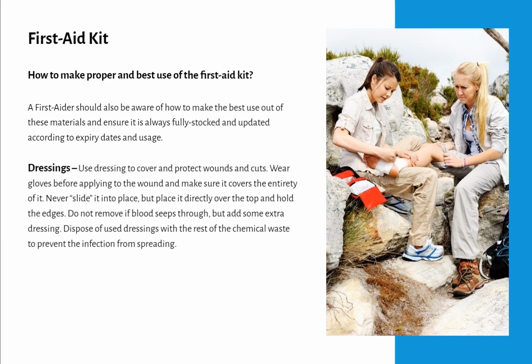Dressings. Use dressings to cover and protect wounds and cuts. Wear gloves before applying to the wound and make sure it covers the entirety of it. Never slide it into place, but place it directly over the top and hold the edges. Do not remove if blood seeps through, but add some extra dressings. Dispose of used dressings with the rest of the chemical waste to prevent the infection from spreading further.